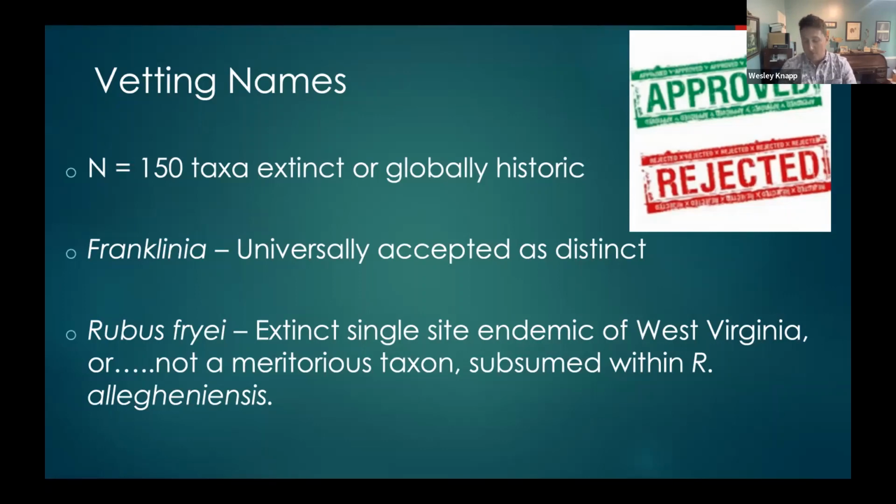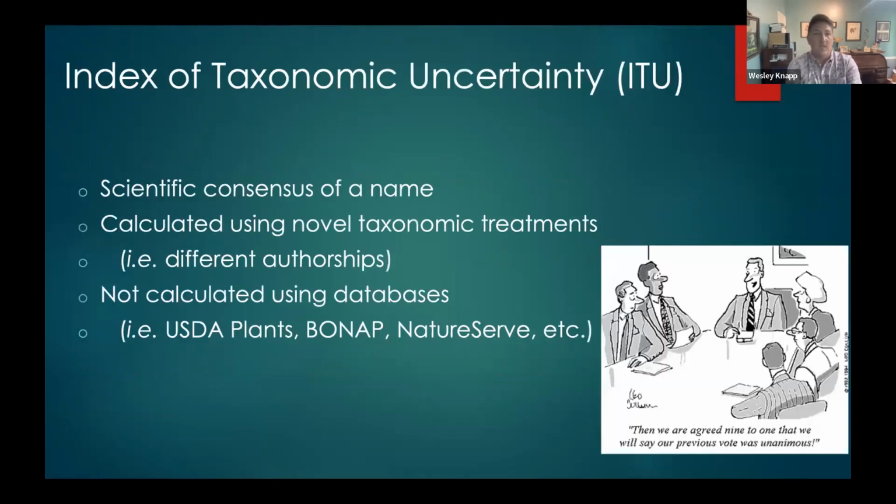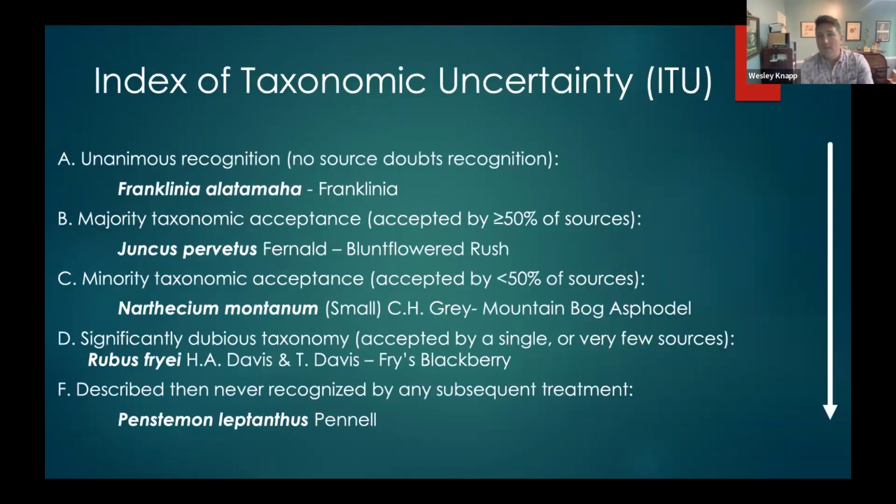So we had to come up with a new method to kind of unify taxonomy for the purpose of this paper. So we came up with the Index of Taxonomic Uncertainty, which is really just a scientific consensus of a name. We went to the primary literature, floras, and manuals to see how different experts treated all the entities on our list, and we came up with a score of A to F. A being a taxon of universally accepted recognition, like Franklinia. You will not encounter a manual that does not have that as a distinct entity. Sometimes it's put in the genus Gordonia, but it's still recognized as a distinct taxon.